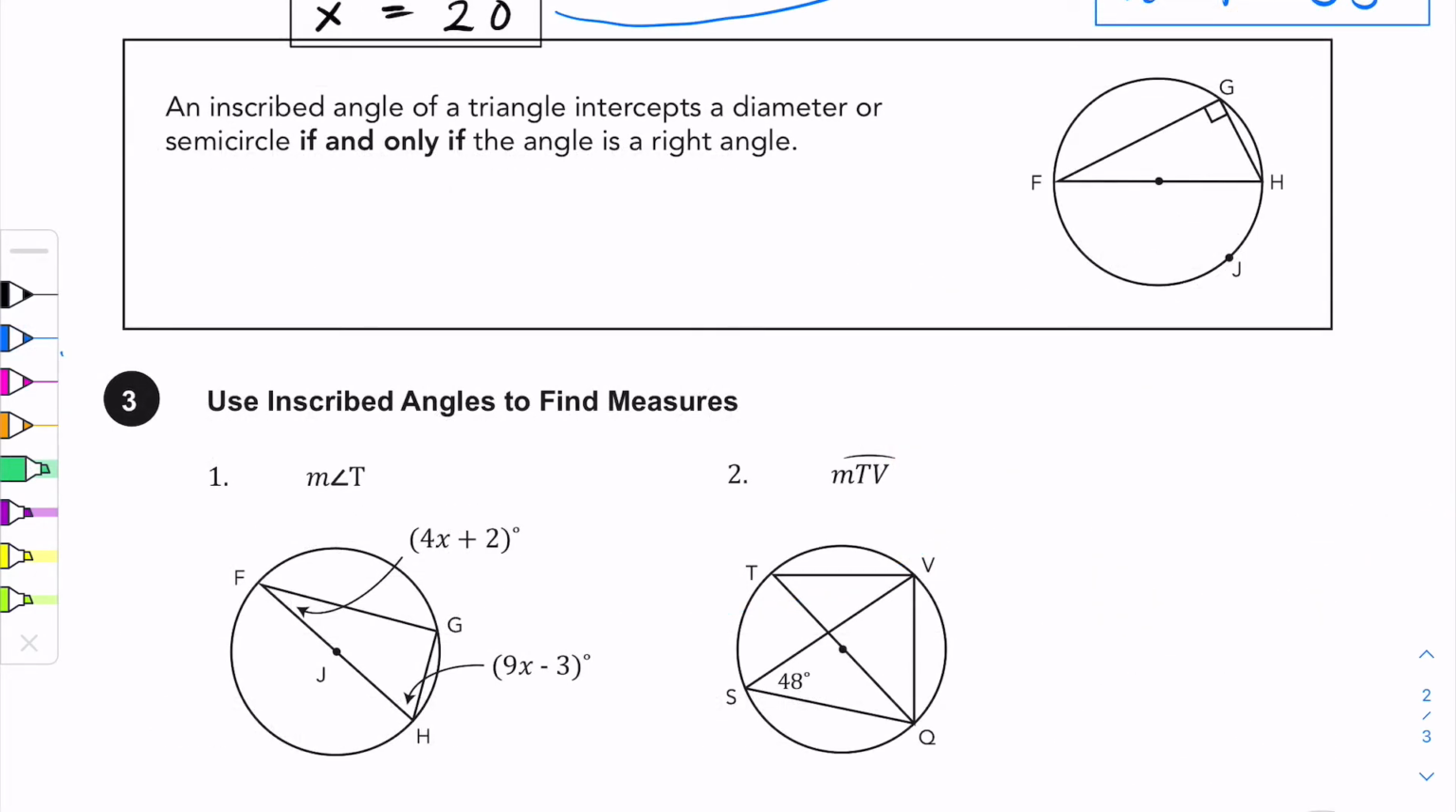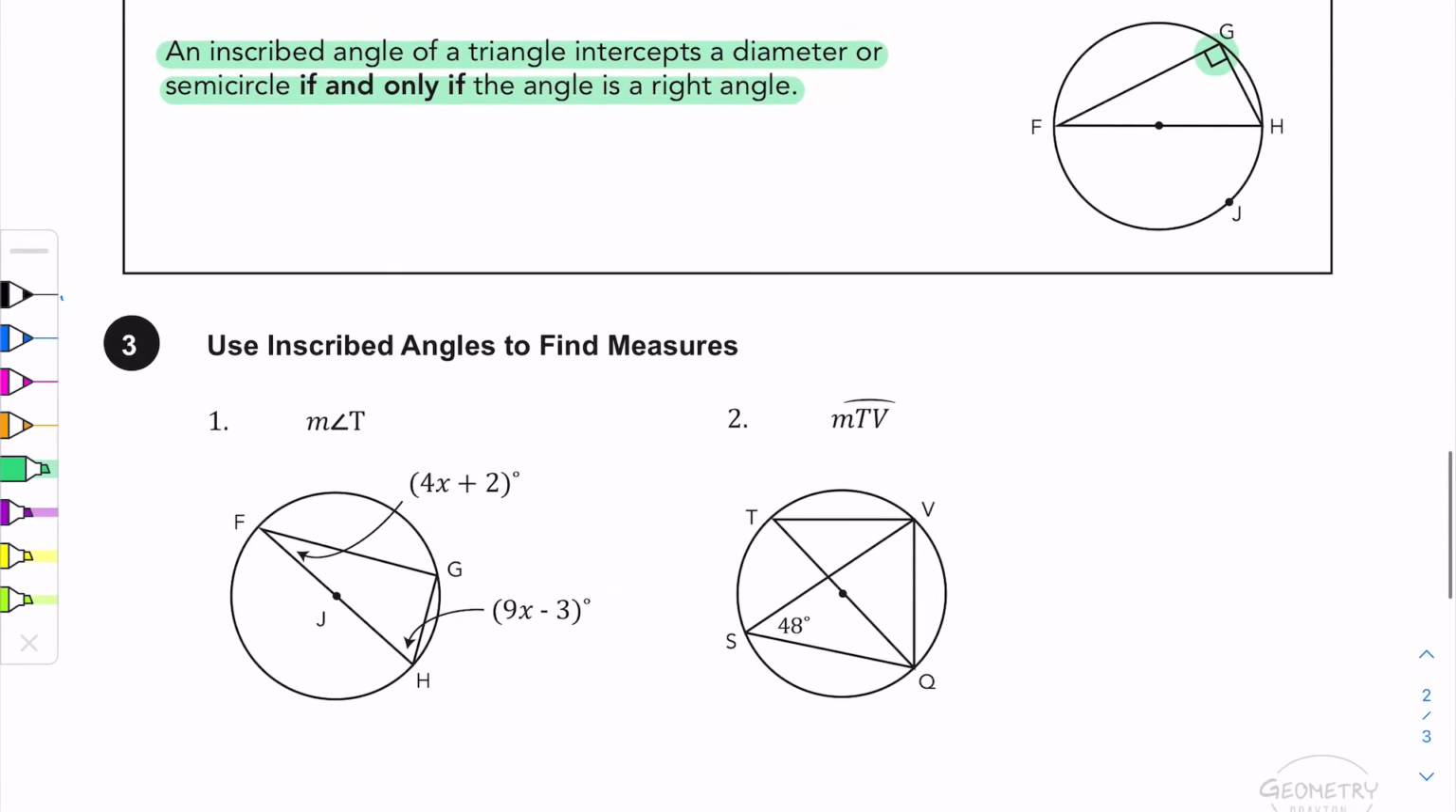Next, we're going to look at the statement that says an inscribed angle of a triangle intercepts a diameter or a semicircle if and only if the angle is a right angle, which is this angle here. So let's actually just jump right down and take a look at the examples and how we can utilize this. In number 1, there's actually a typo. You're not finding the measure of angle T, that does not exist. You're supposed to be finding the measure of angle H.